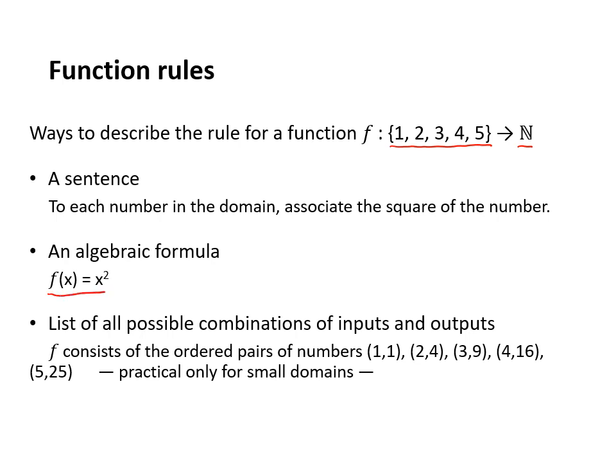Another way of doing it is to list all possible combinations of inputs and outputs. So in this case, f would consist of the ordered pairs of numbers (1, 1), (2, 4), (3, 9), (4, 16), (5, 25). Of course, this is practical only for small domains. If your domain is, for example, the set of all integers, there is no way you can list all possible combinations of inputs and outputs. So the thing to remember here is that using an algebraic formula is the most common way to specify a function.